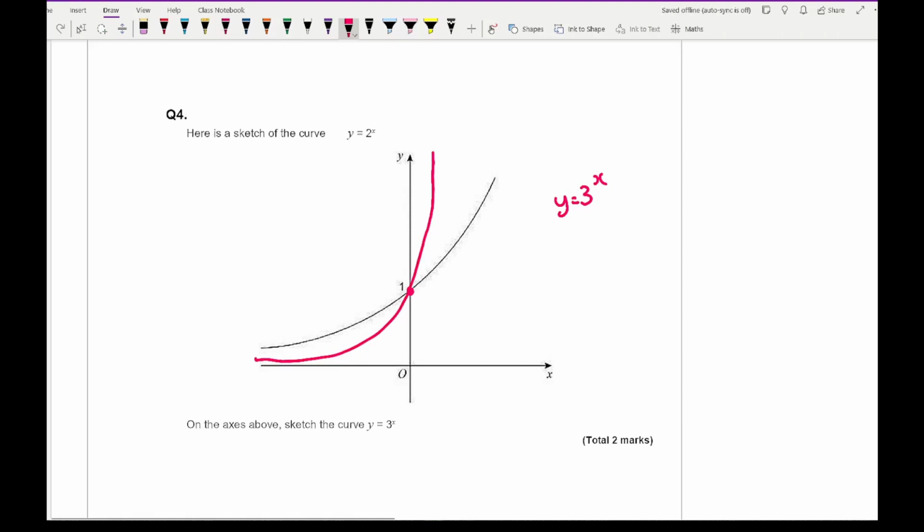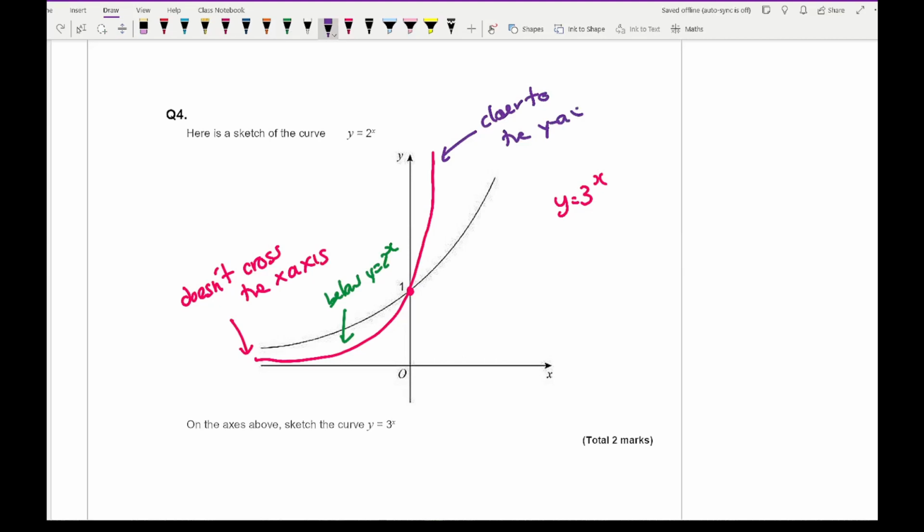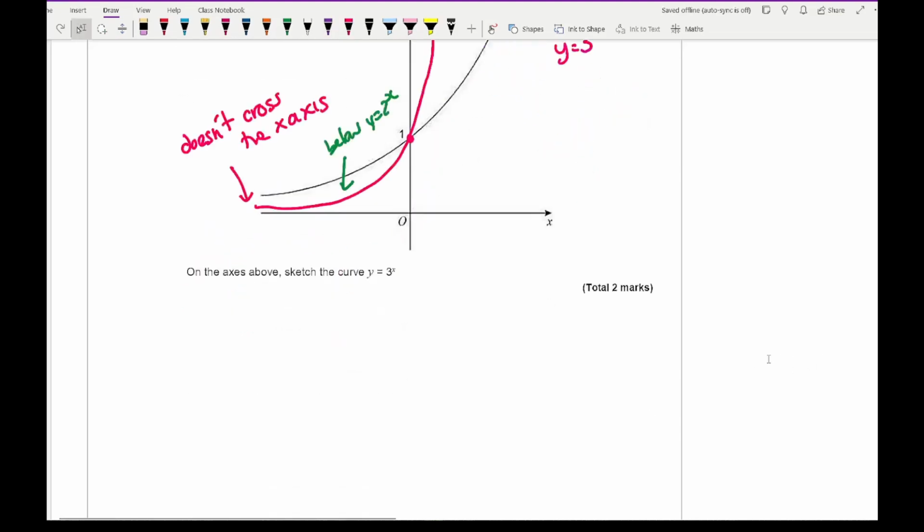And the key thing to remember is that the line doesn't cross the x-axis. It's below the original line. So it's below y equals 2 to the power of x, and this is closer to the y-axis after x is greater than 0. So anything along those lines would have been absolutely fine.